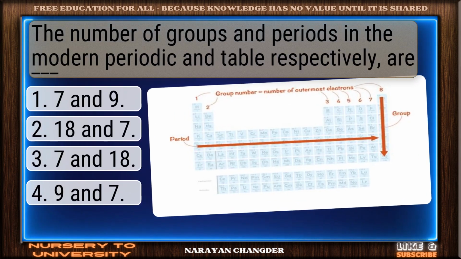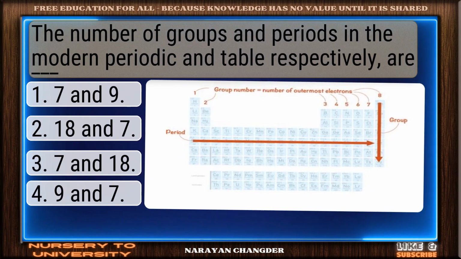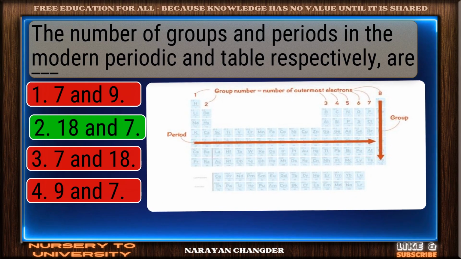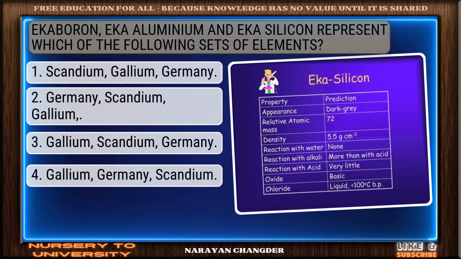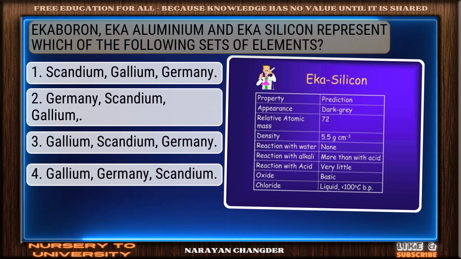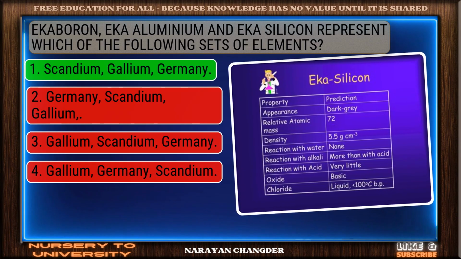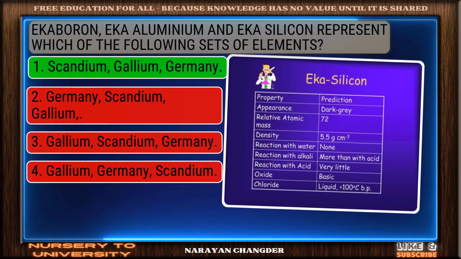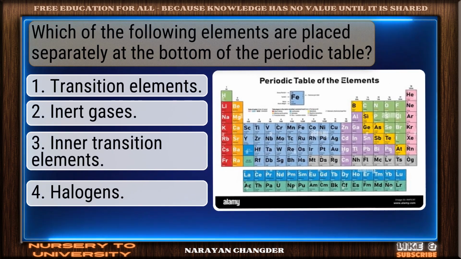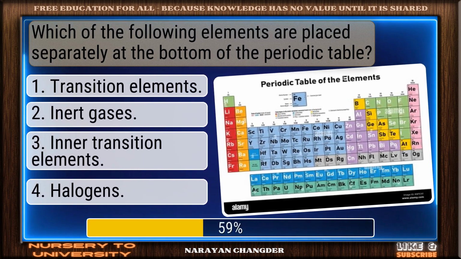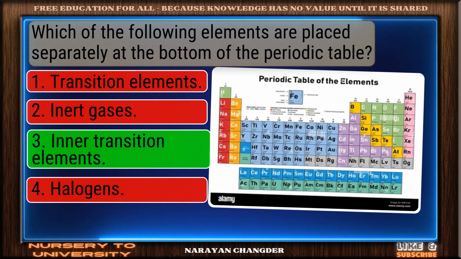The number of groups and periods in the modern periodic table respectively are dash. Right choice. 18 and 7 is best. Eka-boron, Eka-aluminium and Eka-silicon represent which of the following sets of elements? Perfect. Scandium, gallium, germanium is the one. Which of the following elements are placed separately at the bottom of the periodic table? Bravo! Inner transition elements is the answer.